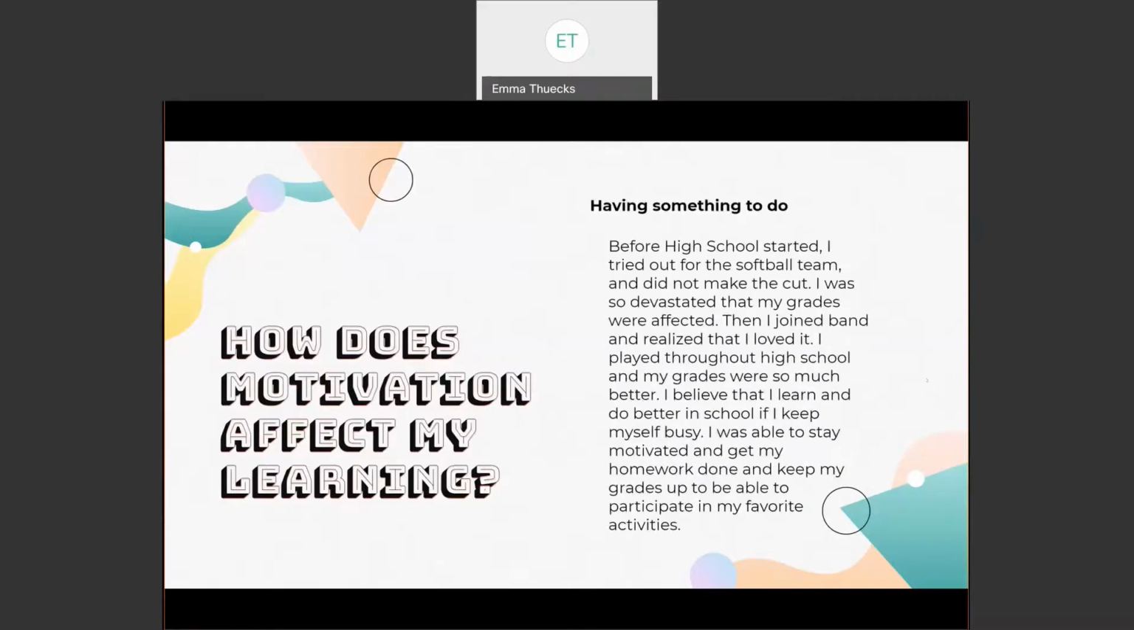So going along with this, how does motivation affect my learning? One situation is having something to do. Before high school started, I tried out for the softball team and I did not make the cut. I was so devastated that my grades were affected by this. Then I joined band and realized that I loved it. I played throughout high school and my grades were so much better. I believe that I learn and do better in school if I keep myself busy. I was able to stay motivated and get my homework done and keep my grades up to be able to participate in my favorite activities.